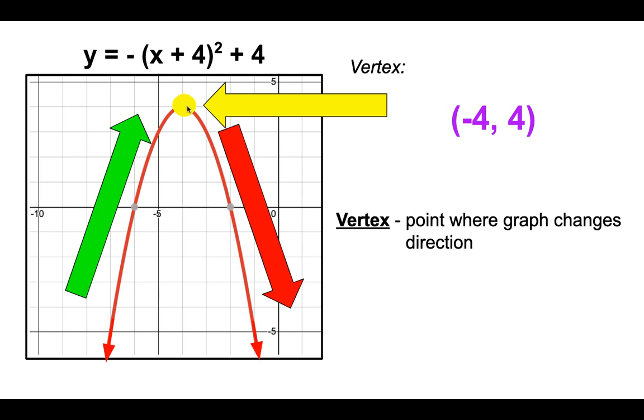-4, 4. We can also look at the equation from our transformations. We know inside is opposite, so we go left 4, up 4. Left 4, up 4. -4, 4. The vertex will always correspond to the equation and where it changes direction.